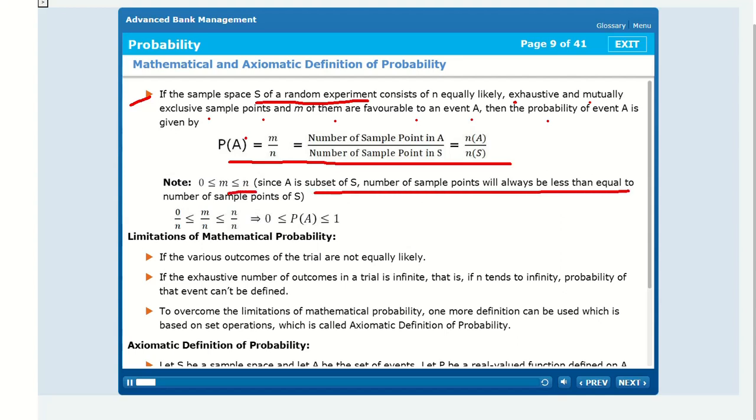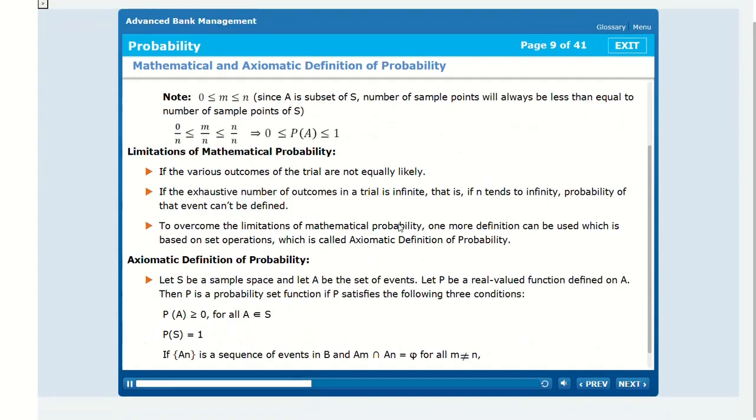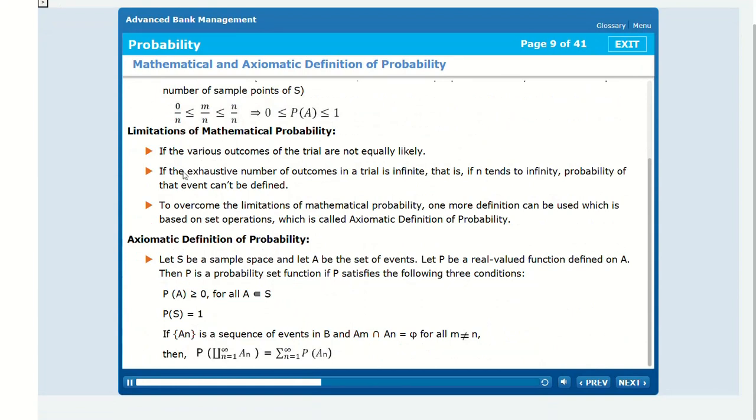Limitations of mathematical probability. If the various outcomes of the trial are not equally likely, or if the exhaustive number of outcomes in a trial is infinite, that is, if n tends to infinity, the probability of that event can't be defined. To overcome the limitations of mathematical probability, one more definition can be used, which is based on set operations and is called the axiomatic definition of probability.